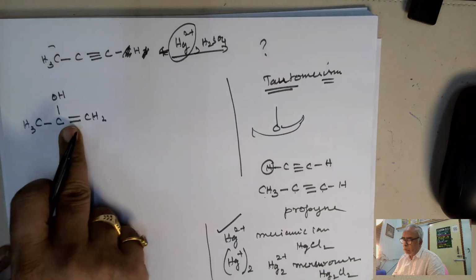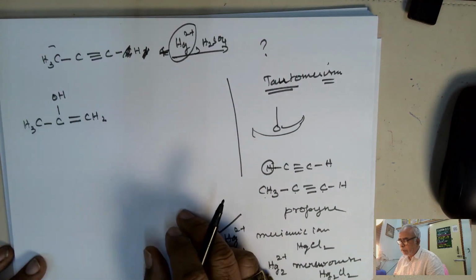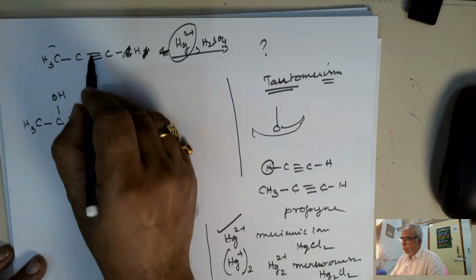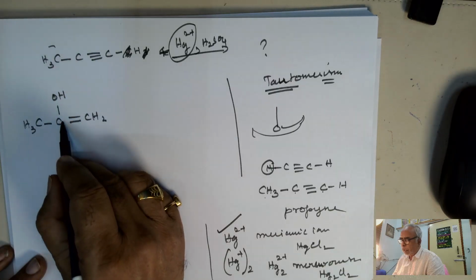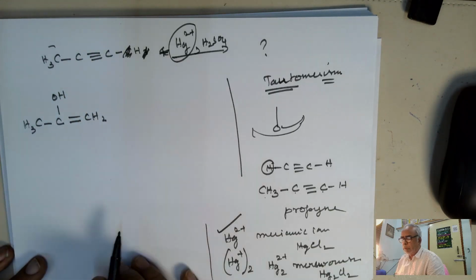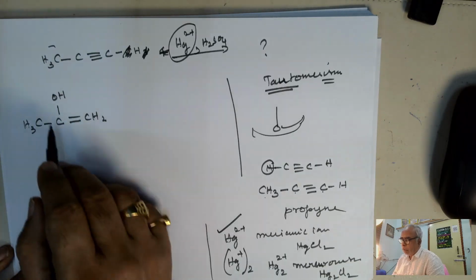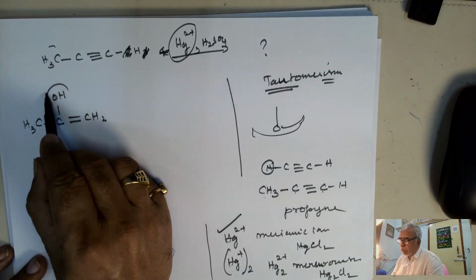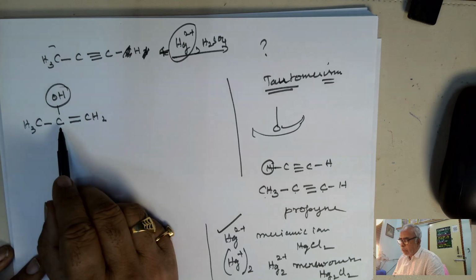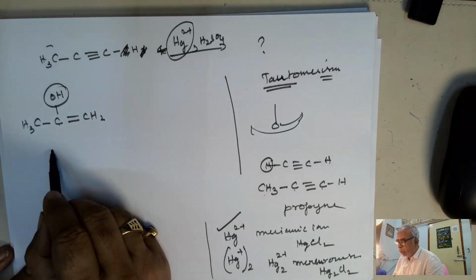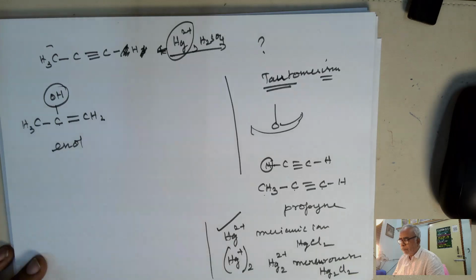So the addition across the triple bond has taken place. One hydrogen, that's why it becomes CH2. One hydroxyl group, so this is the OH group. One bond is broken, so double bond. But whenever you have any hydroxyl group attached to a carbon atom bearing a double bond, it should be called enol. Okay, take that.